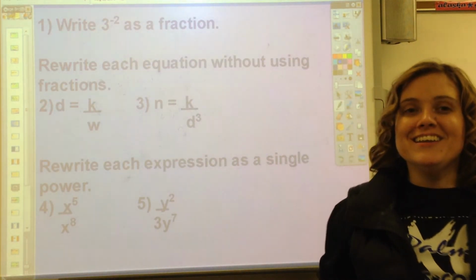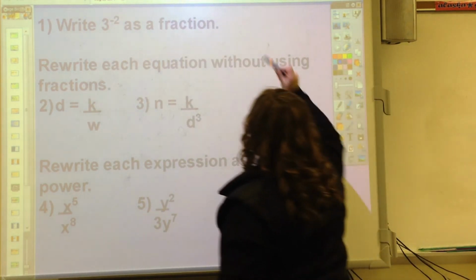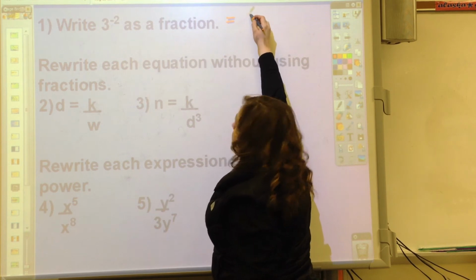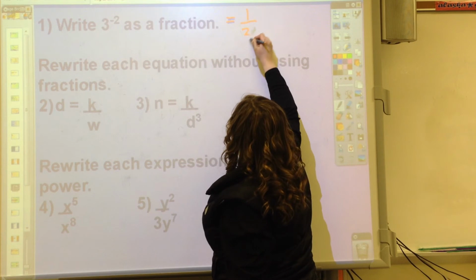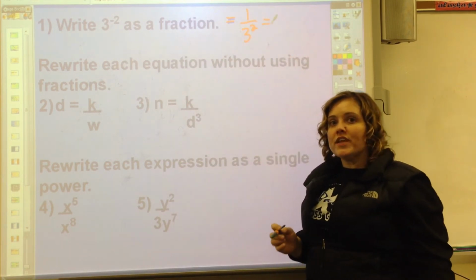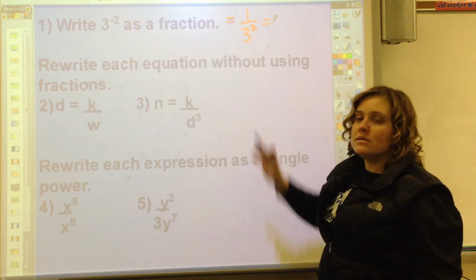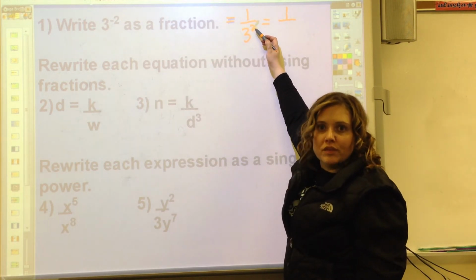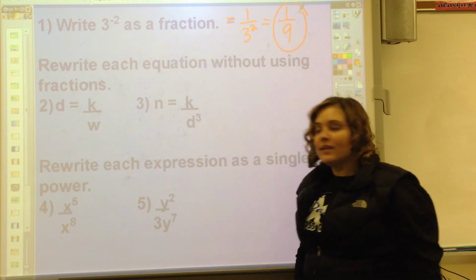Now we're going to talk about those negative exponents. 3 to the negative 2 is a fraction. Whenever I have a negative exponent, I can simplify it by putting it in the denominator. We'll talk more about why tomorrow in class, but for now, I'd like you to get the rule down. Whenever you have a negative exponent, it must cross the fraction line. And then, once your exponent is positive, you can simplify that. 3 squared is 9. Now we're done.